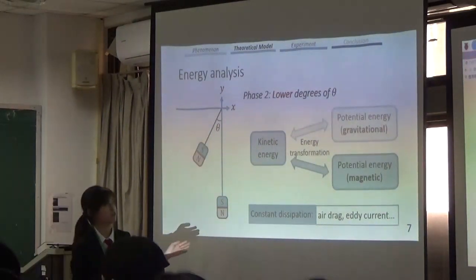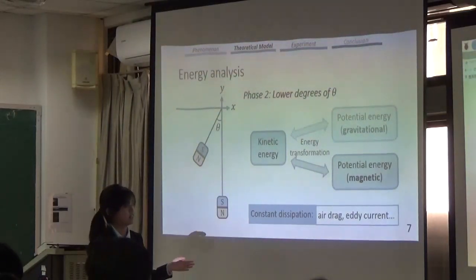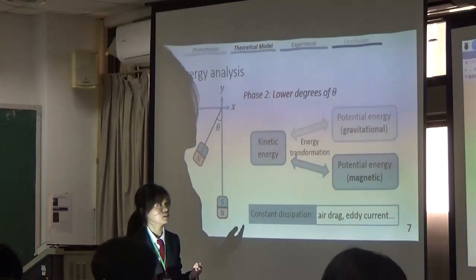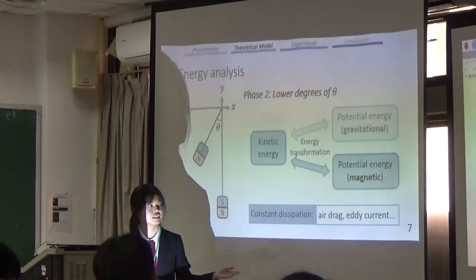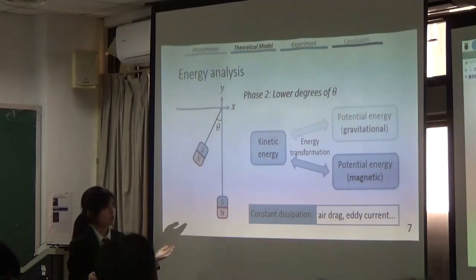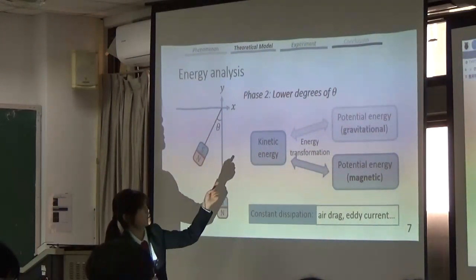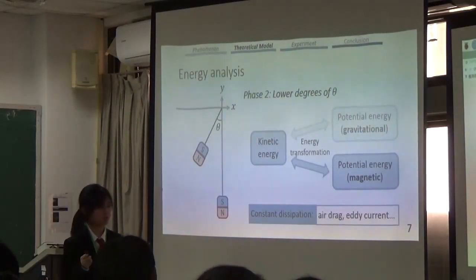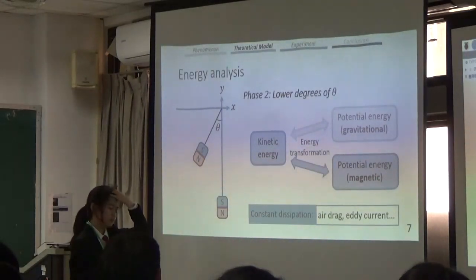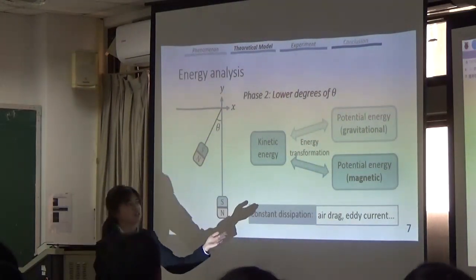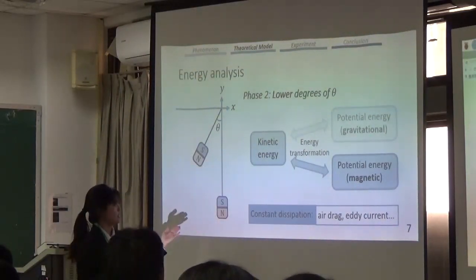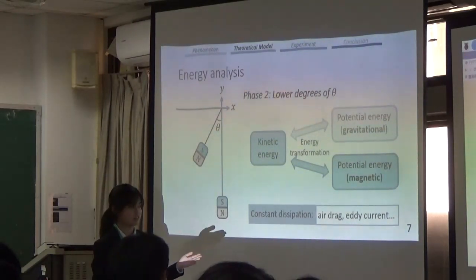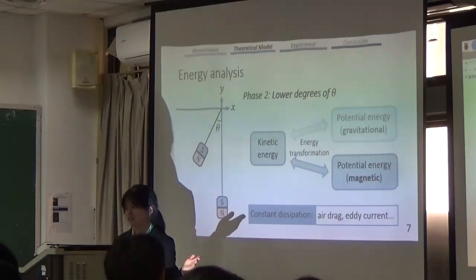And when there is a lower theta, the kinetic energy will then interact with the potential energy provided by the magnet. Though the transformation between the kinetic energy and the gravitational potential energy will still remain, it will be less compared to the potential energy provided by the magnet. And the constant dissipation is still the air drag and the eddy current.